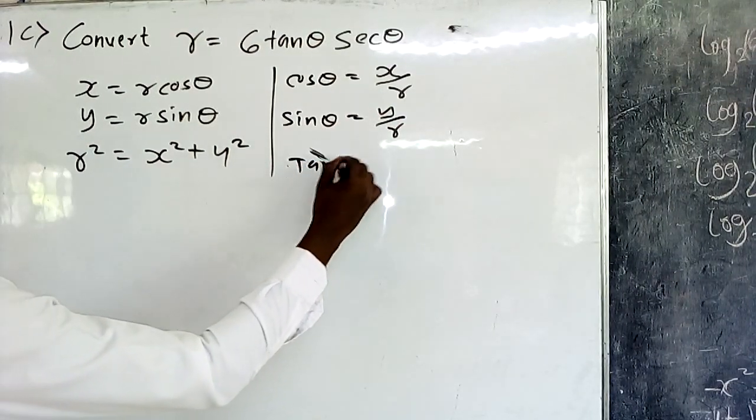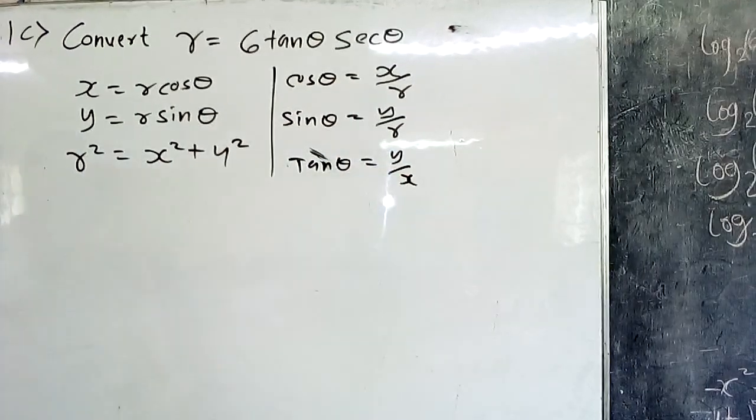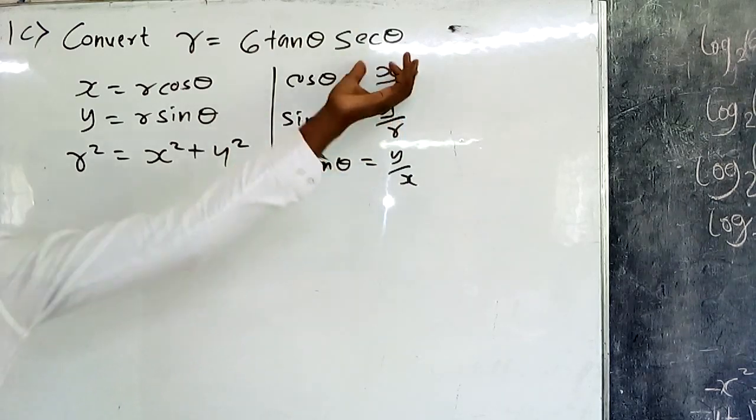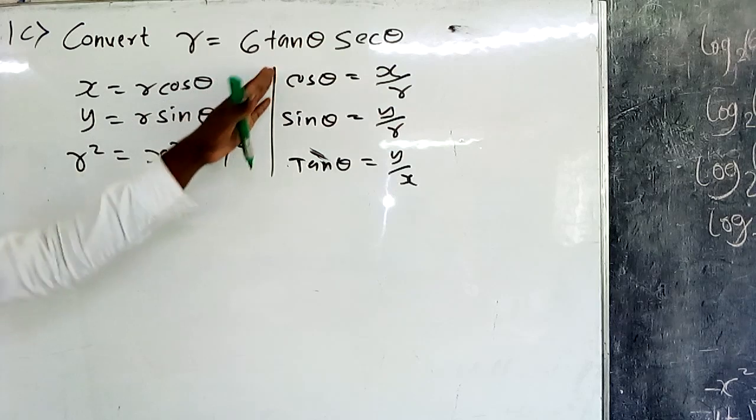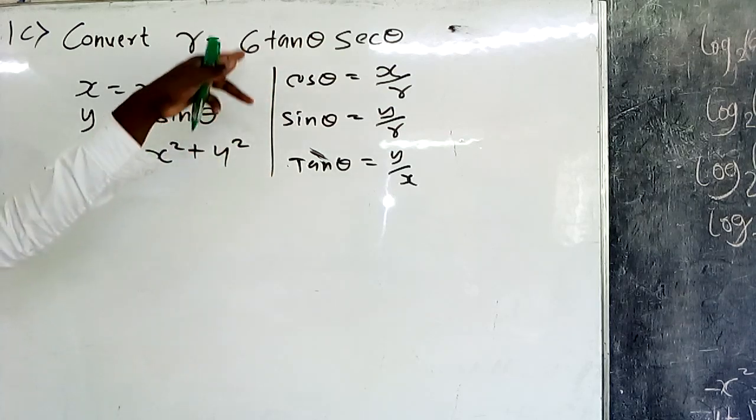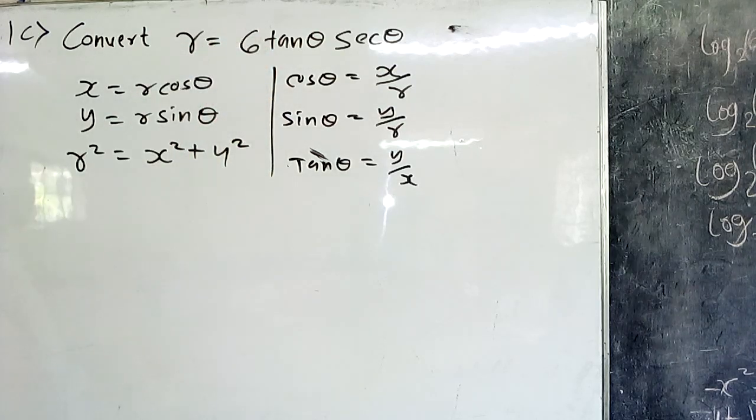What is tan theta? Y over x. We found that tan theta is y over x, so that theta is tan inverse of y over x. Or tan theta is simply sin theta over cos theta, and you still get y over x. So from there, we can now use this relationship to convert that given equation into Cartesian form.